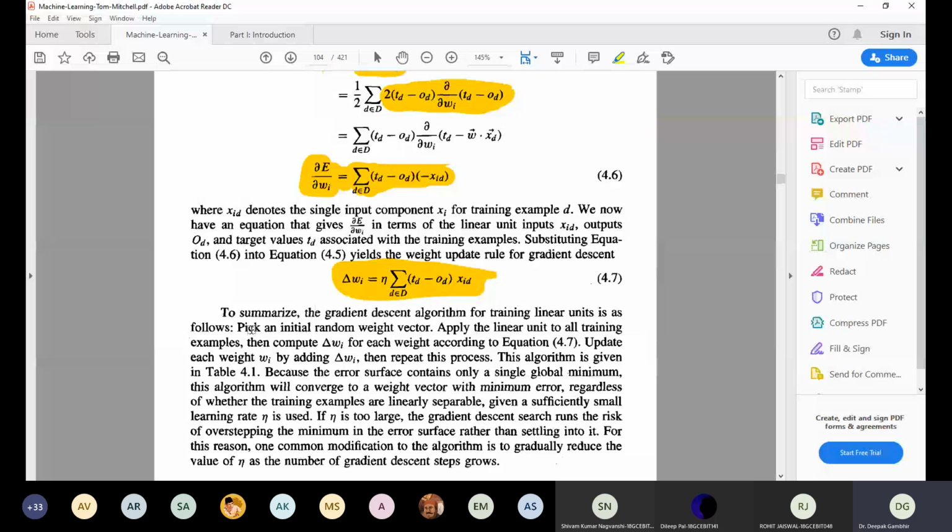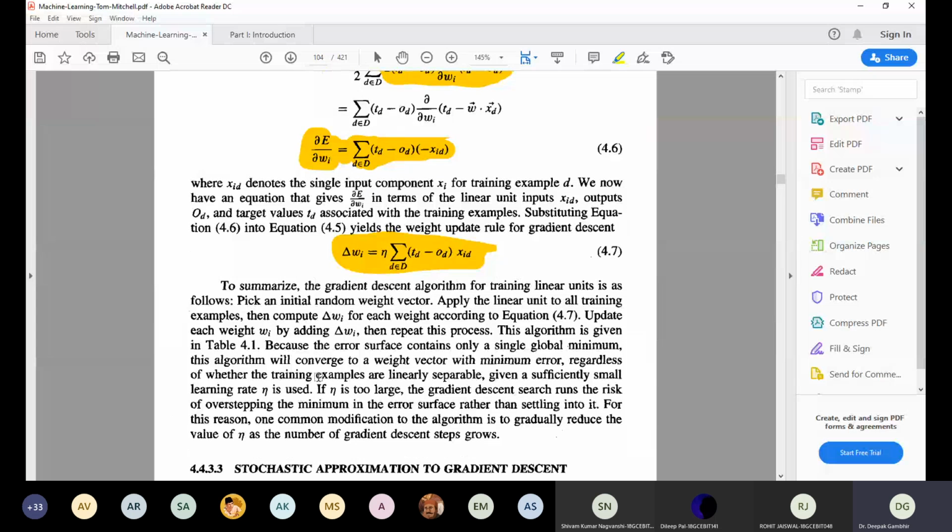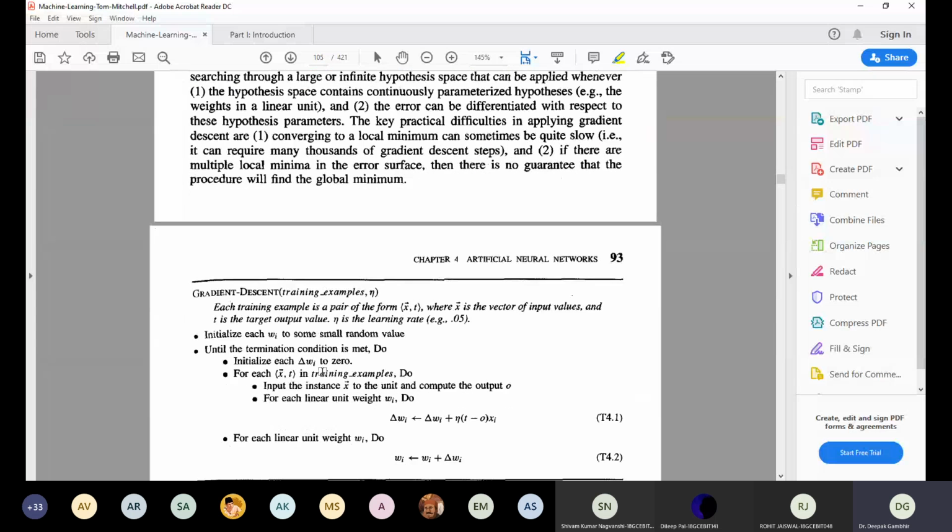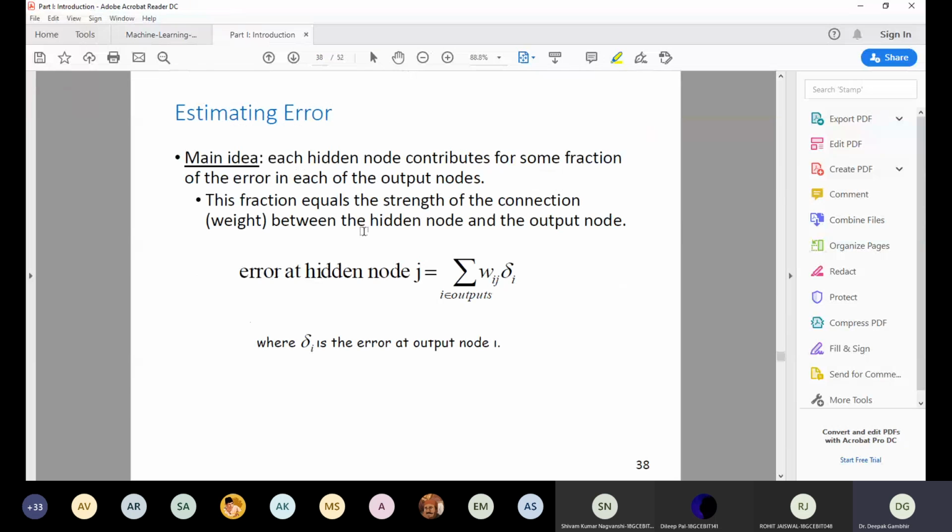So the gradient descent algorithm for training a linear unit picks up a random bit. I have shown this to you. Now we will come back here.